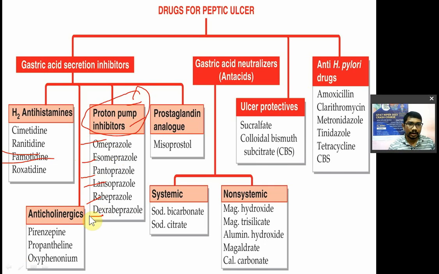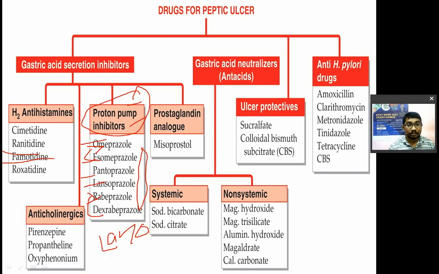In that, dexrabeprazole is an isomer of rabeprazole. Esomeprazole is an isomer of omeprazole. All these drugs are prodrugs, and sulfenamide is the active metabolite. They are given on an empty stomach. Most potent amongst the proton pump inhibitors? Most potent is lansoprazole.